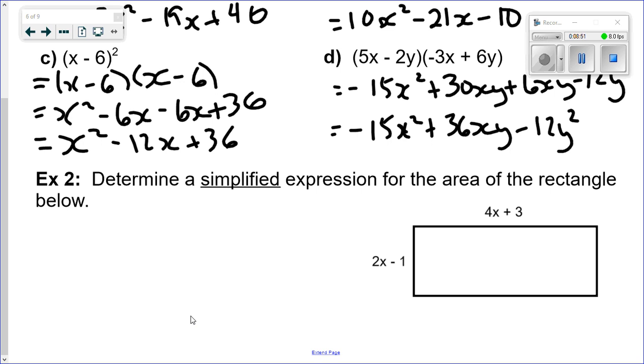So, determine a simplified expression for the area of the rectangle. Simplified means as few terms as possible.